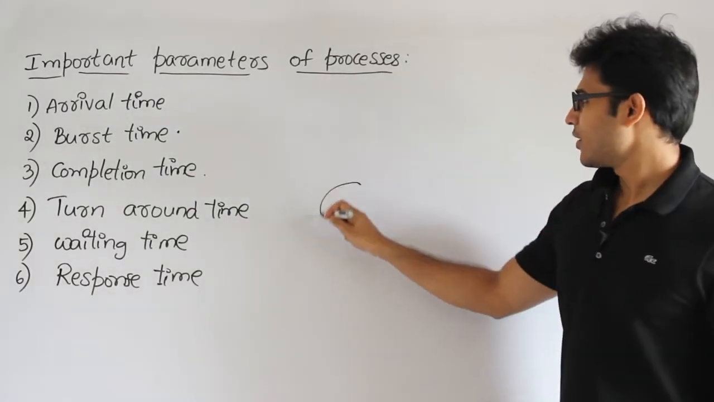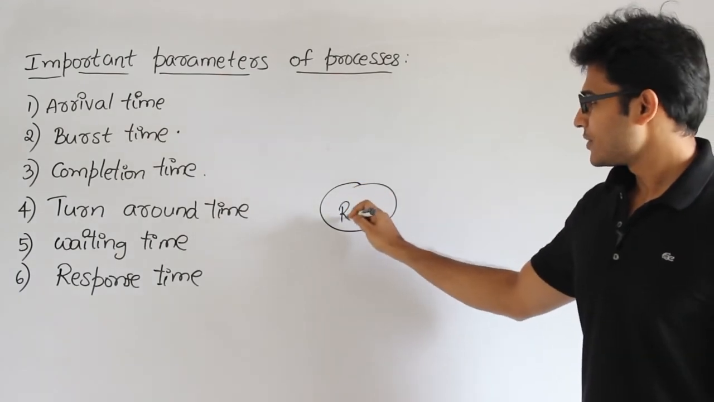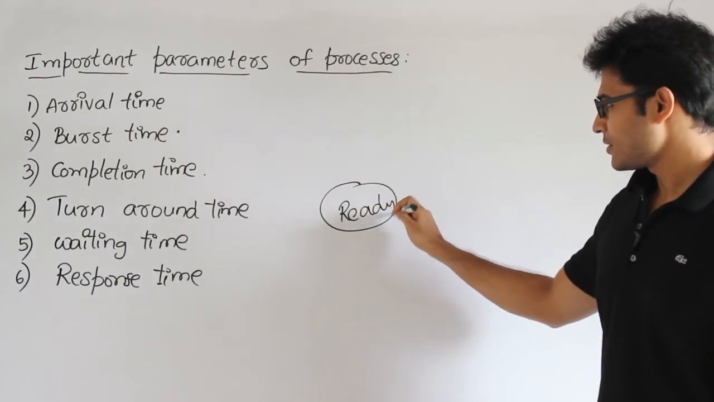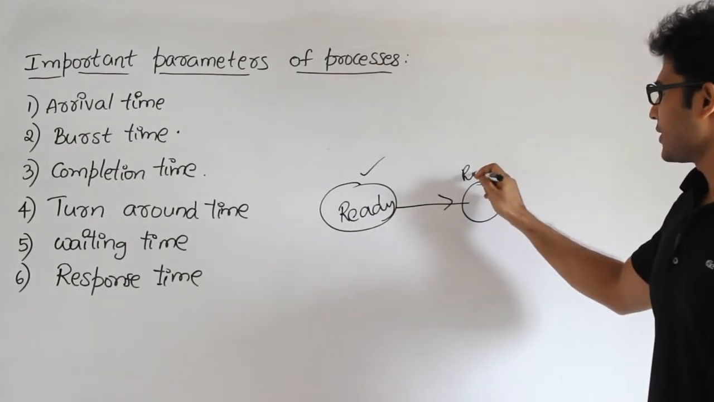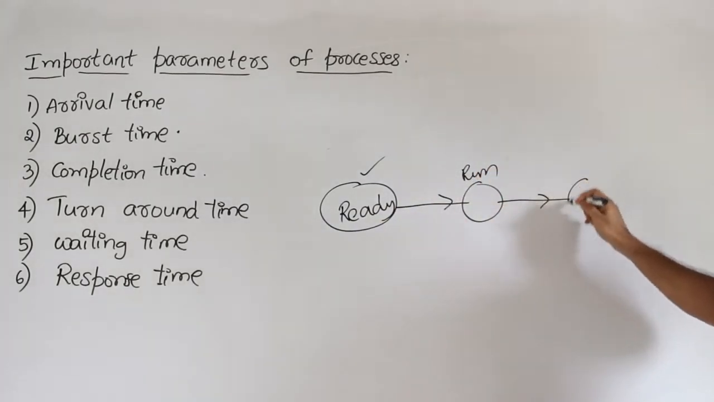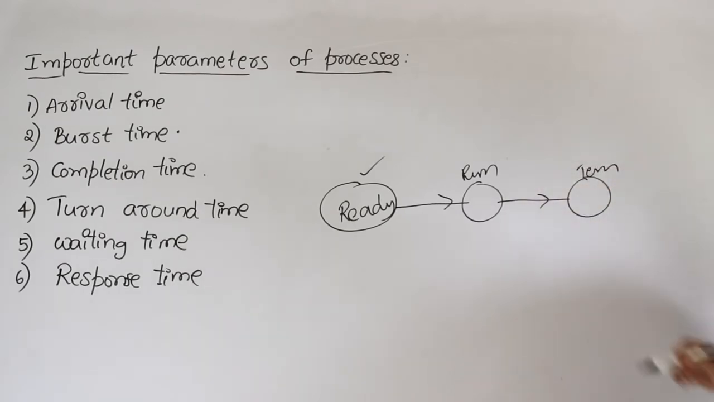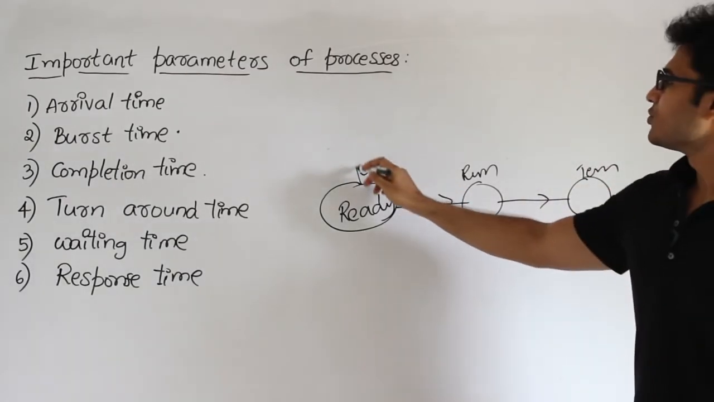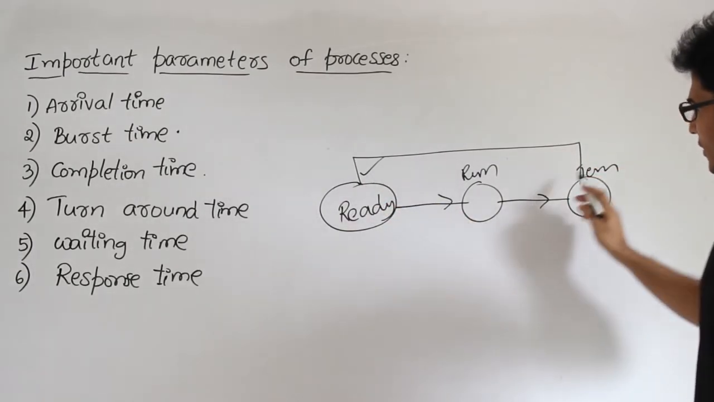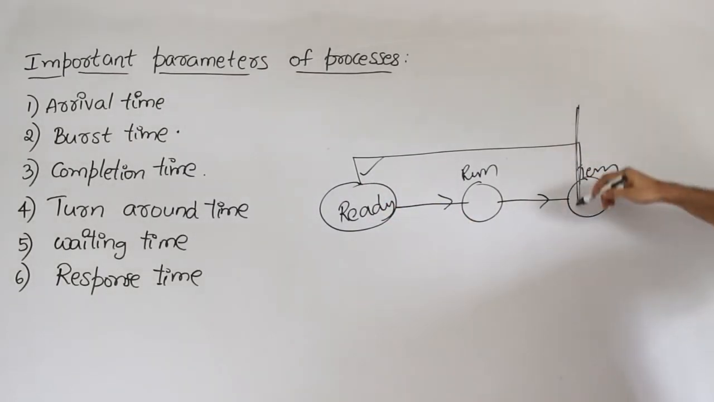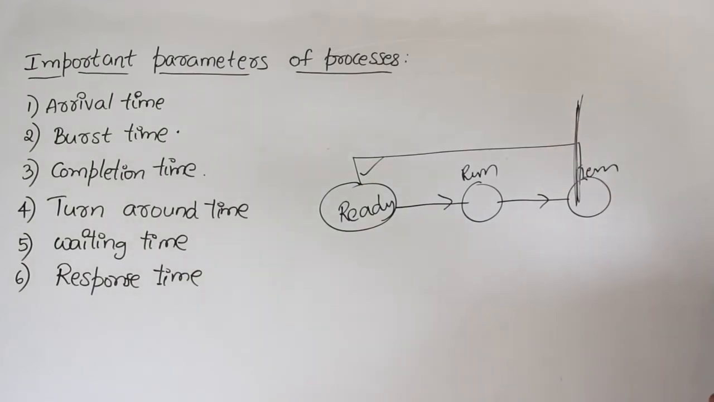See this. Now the process is ready. The process has just entered this ready state, and now there is the running state here, right? And then there is the termination state here. Now between these two, the time at which the process arrives at the termination state, the finished state, is called completion time.